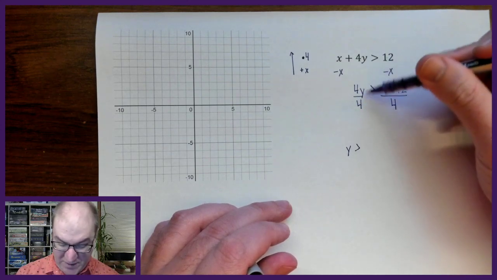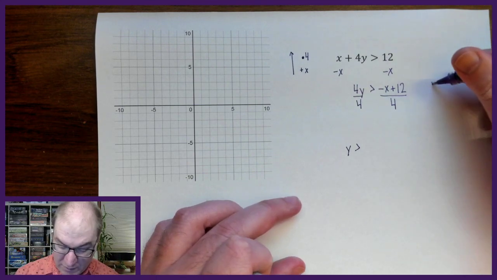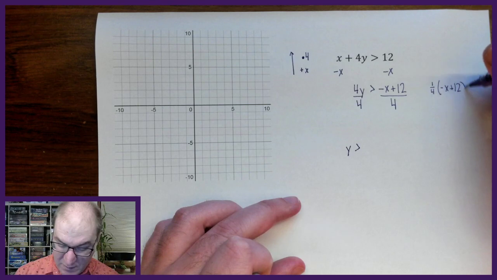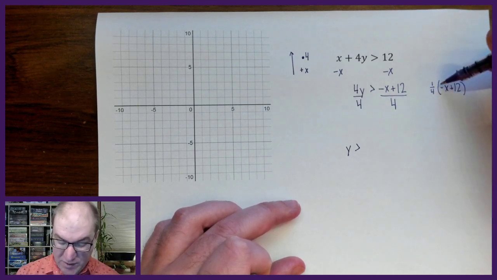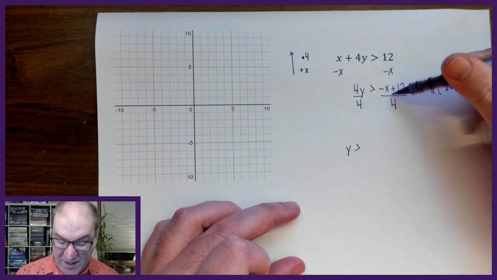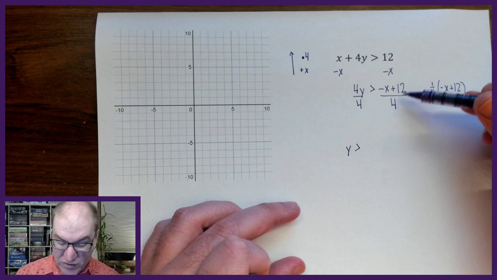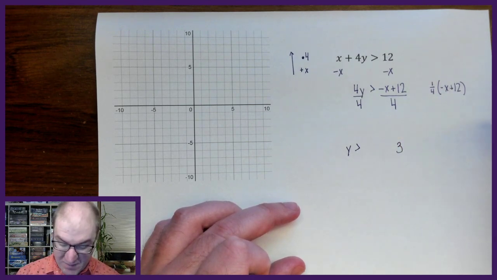So this, again, is y. To divide this by 4, another way to look at this is to write it like this. Dividing by 4 is the same thing as multiplying by a fourth. I need to divide everything by 4. So 12 divided by 4 is easy. We can do that one. That's 3, right? Now negative x divided by 4.